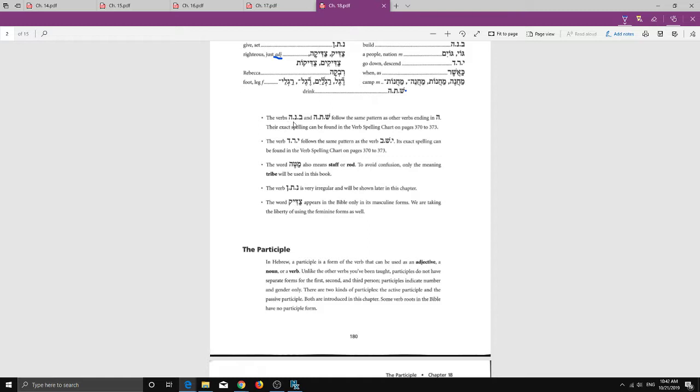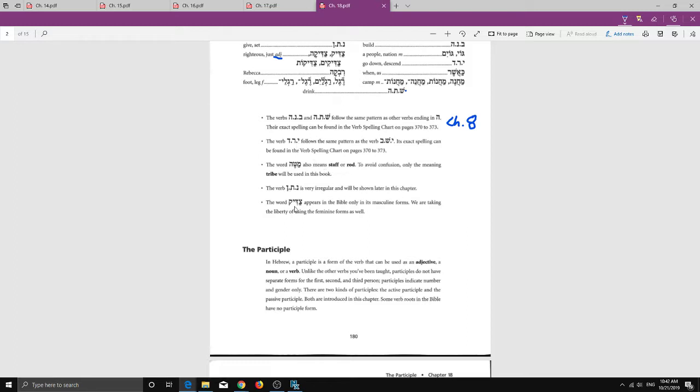Now, it should be apparent that since these are third hey verbs, they're going to follow the same pattern as other third hey verbs. And if you want to have a bit of a refresher on third hey verbs, you can go back to chapter 8. Okay, so in chapter 8 is when we first covered third hey verbs. So bana and shata will both follow that kind of irregular paradigm. All right.